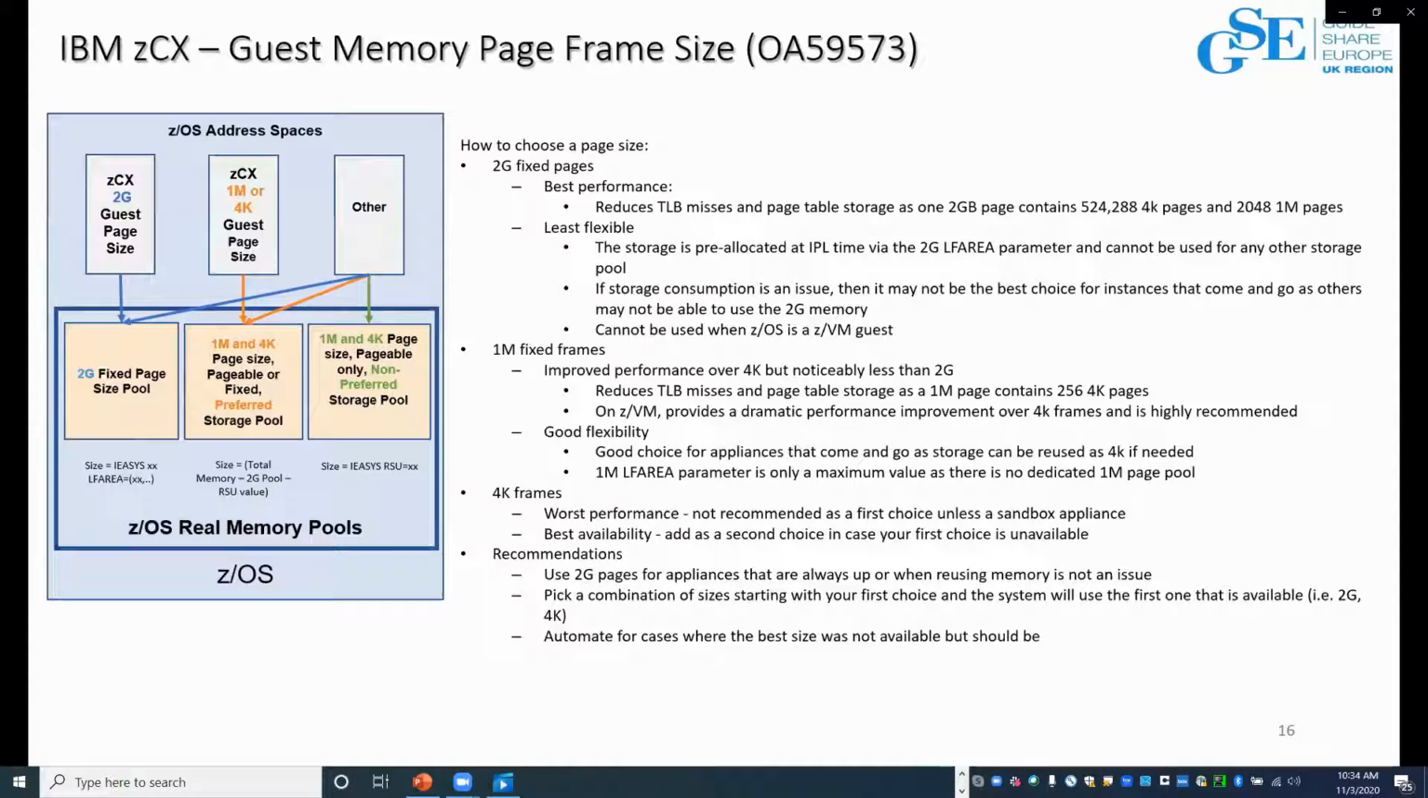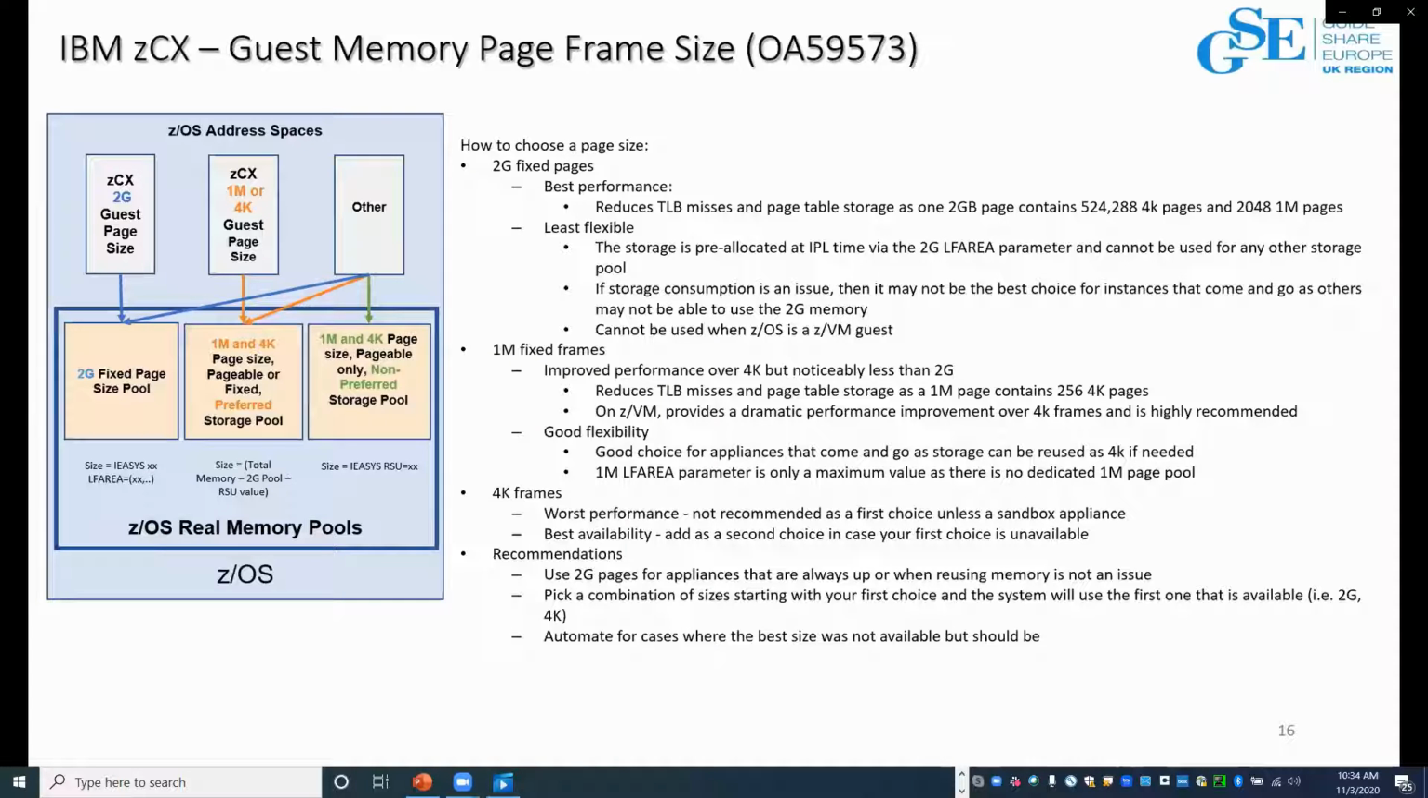zCX allows you to choose, starting with the largest page size to the smallest page size, which one it should attempt. So if you did 2 gig, 4K, it's going to do 2 gig if it can find them. If it can't find 2 gig, it'll go to 4K.